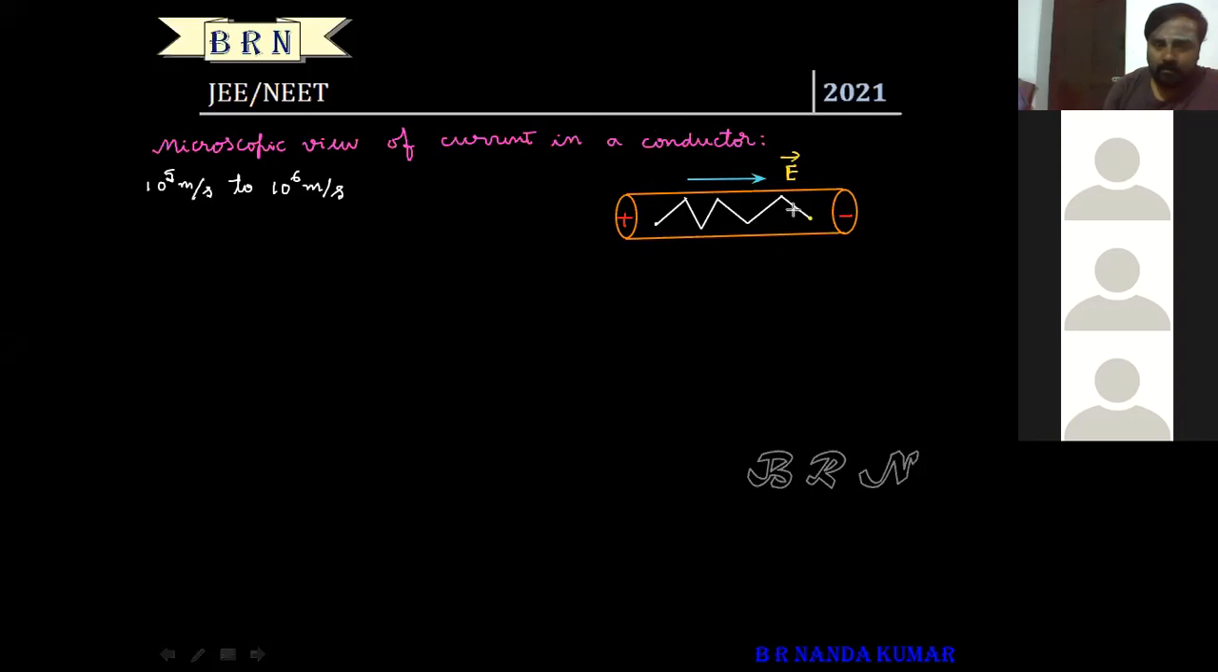Okay, see, electrons move in this direction. Electrons are moving opposite. So in the presence of an electric field, think slowly about how the electrons inside the conductor move.